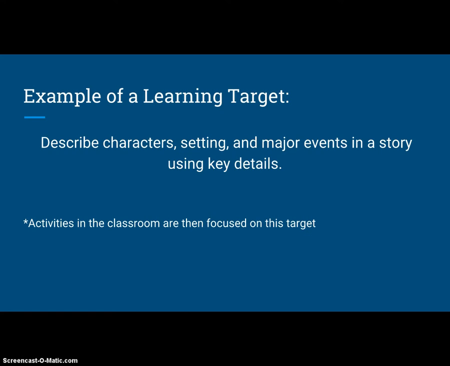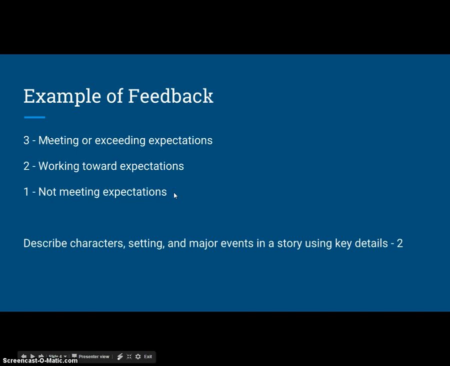Here's an example of a learning target. Describes character setting and major events in a story using key details. So this is something that students would be working on in class and that the teacher would be tailoring their activities to work towards. So an example of feedback that you'll be seeing on progress reports and report cards, we use a number scale for our feedback.